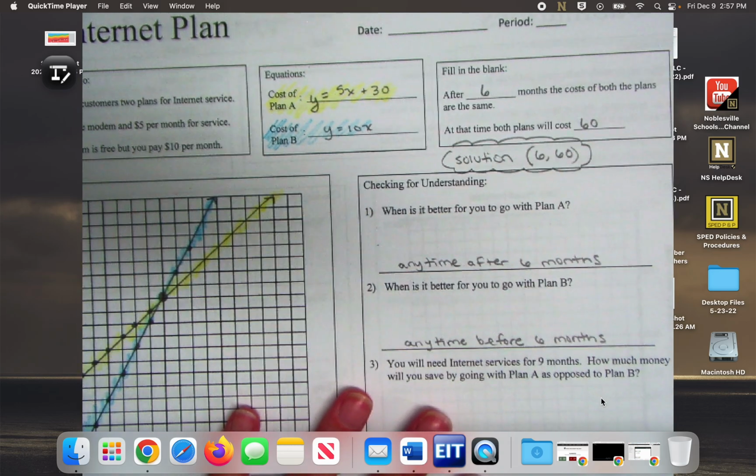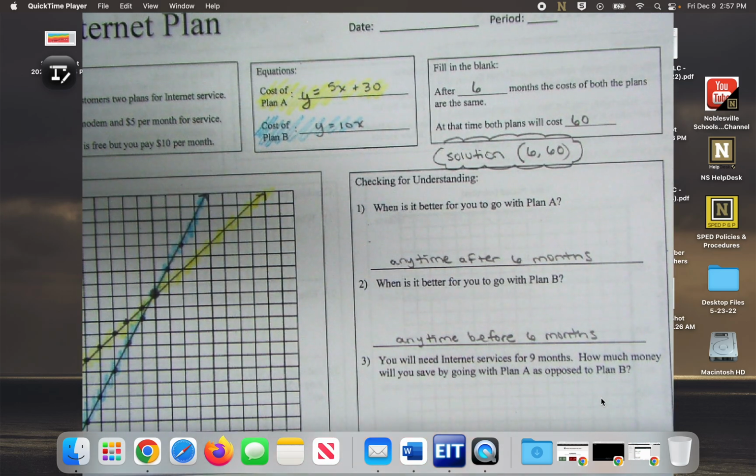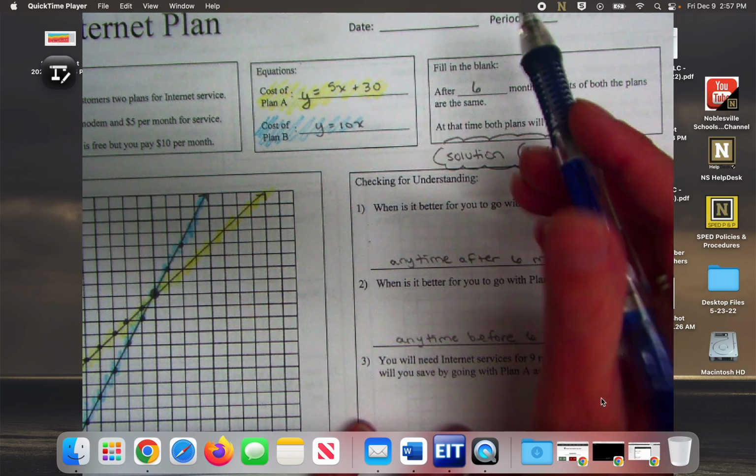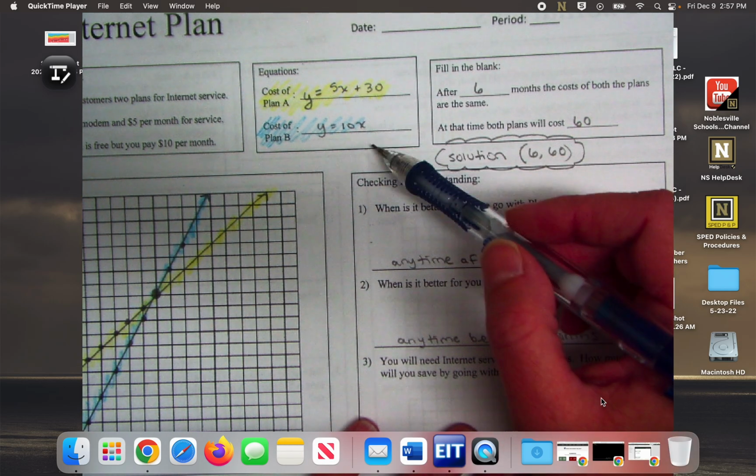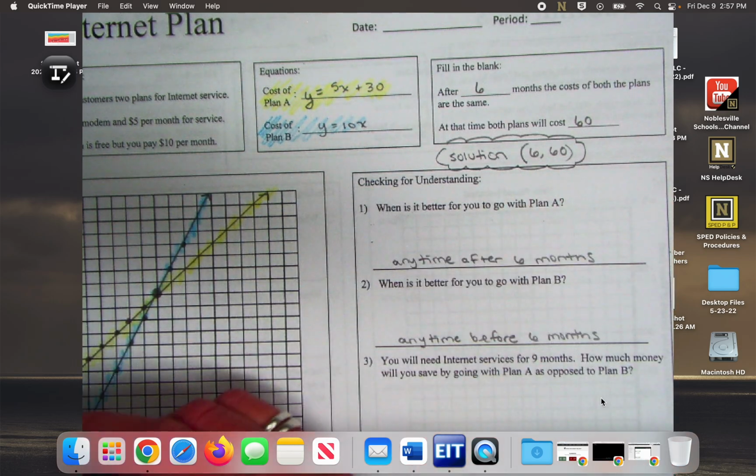Okay, you need internet service for 9 months. How much money will you save by going with plan A? There's a couple different ways you can determine this. One is to put 9 in for X, right? But there's an easier way than that. What's the easier way?